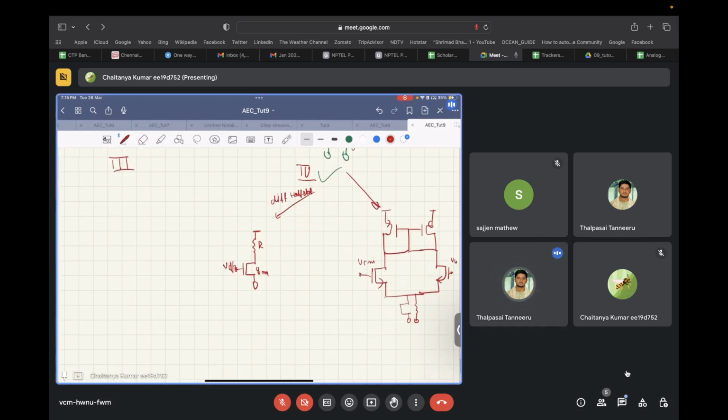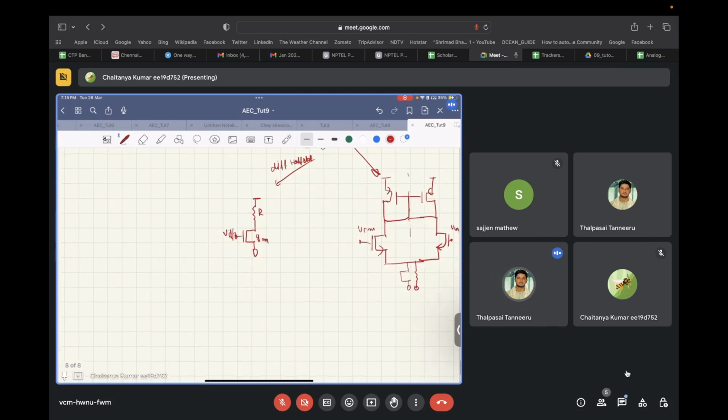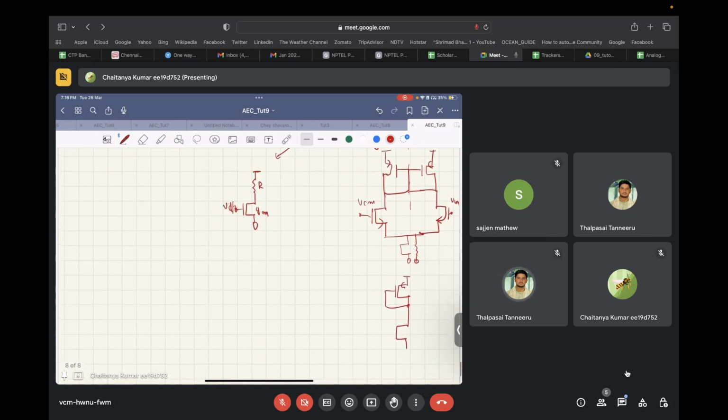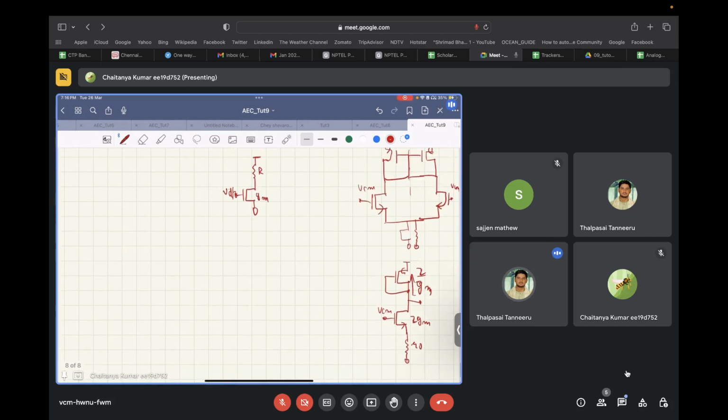Now if you again fold this circuit by the axis of symmetry, you get this thing over here: VCM and output resistance R0. So this is 2 GM, and this is 1 by 2 GM. Correct? You understand this?